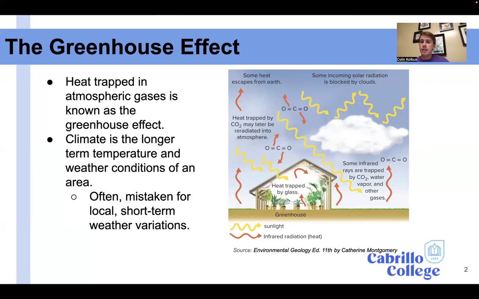And the climate, people usually mistake climate for short-term weather conditions. Like today, it's very sunny out. Yesterday, it was cloudy out. Those are not climate. Climate is a long-term temperature and weather conditions of an area.